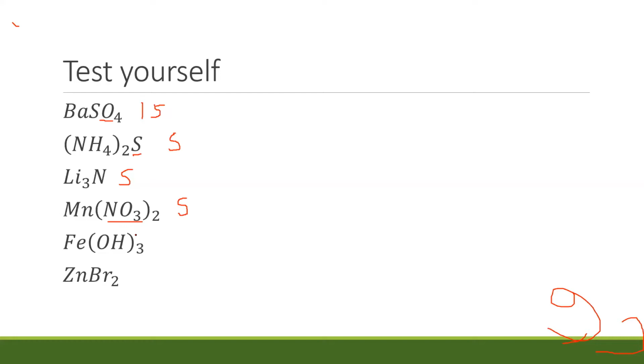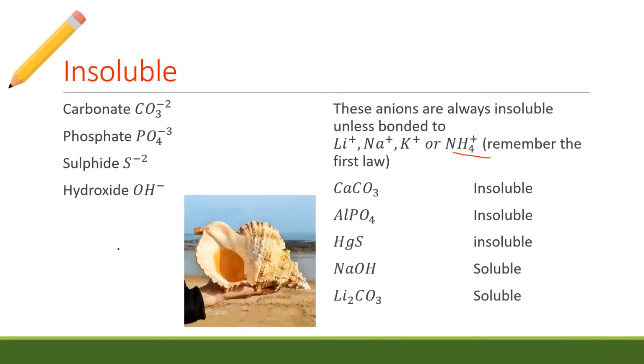What about iron hydroxide? It's gotta be insoluble. Let's check. Hydroxide is always insoluble, right? Hydroxide is always insoluble unless it's bonded to one of these four. So then you go, is iron one of those four? No, it's not. So therefore it is definitely insoluble.